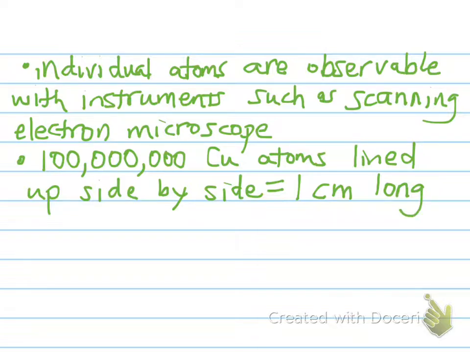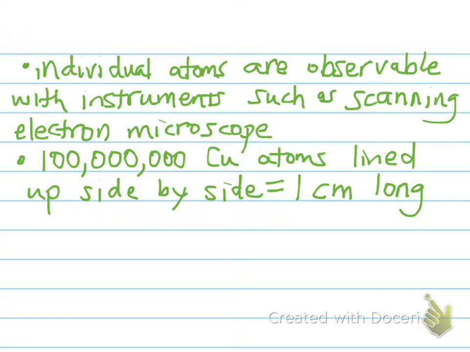A centimeter, a good estimate for a centimeter, okay, is the width of your pinky. It's usually about a centimeter. So imagine taking your pinky and slicing it into 100 million pieces. Ouch. But that's how big a copper atom is. And a copper atom is kind of in the middle of the periodic table in terms of size.